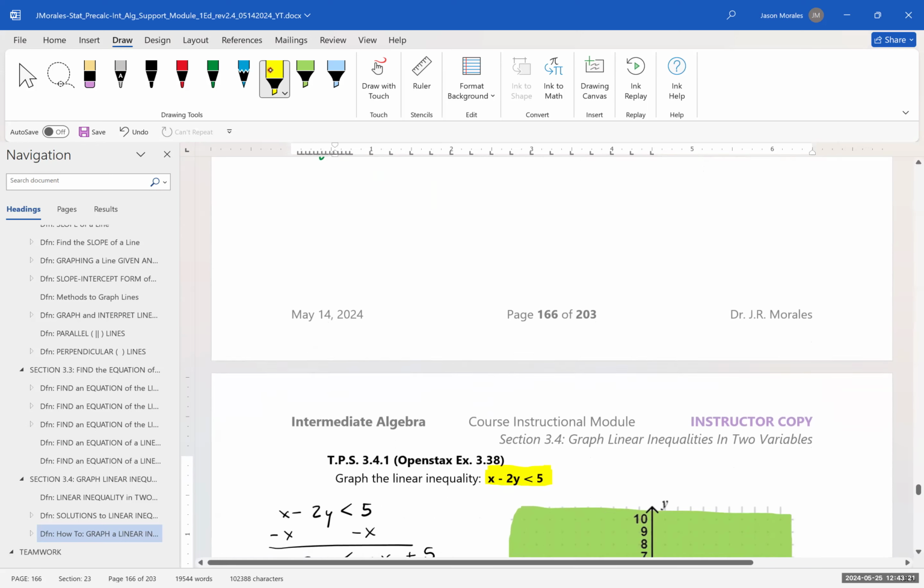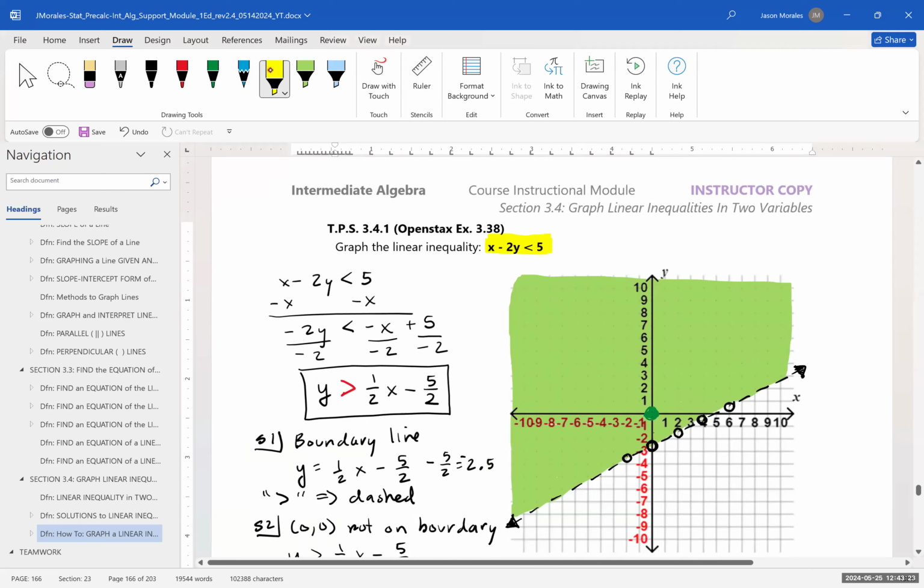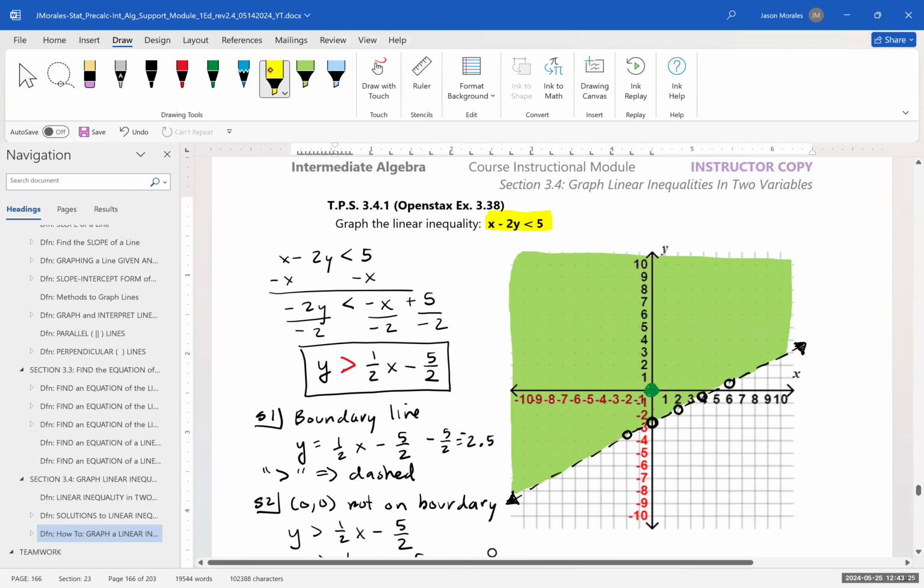Okay, so let's take a look at the solution. So right away, if you look at my graph and you compare that with yours, maybe they don't match up as far as the shaded area. And so let's see where maybe that would have come from. So here's the original inequality that we started with.